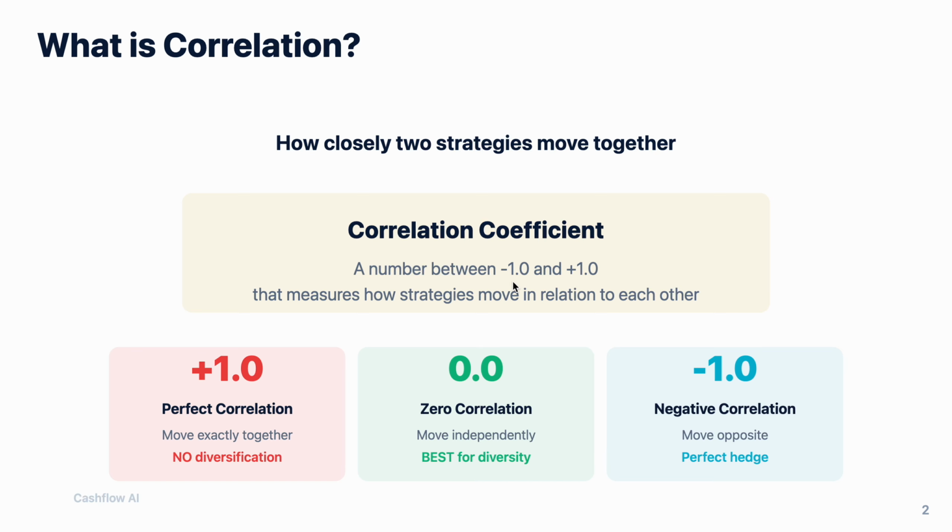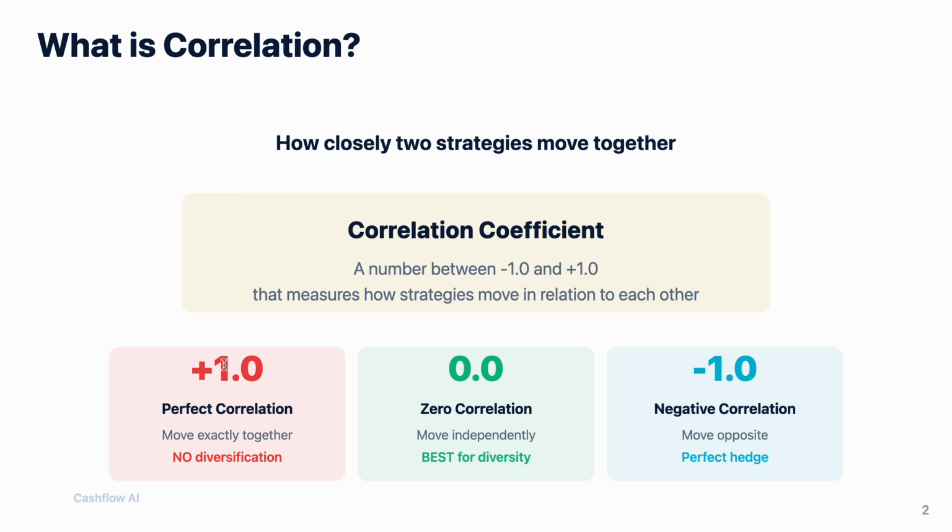Today we're going to talk about understanding uncorrelated strategies, which is one of the keys to portfolio stability. And so, what is correlation? Well, it's basically how closely two strategies or two bots move together. There's something called a correlation coefficient, which is a number between -1 and 1 that measures how strategies move in relation to each other.